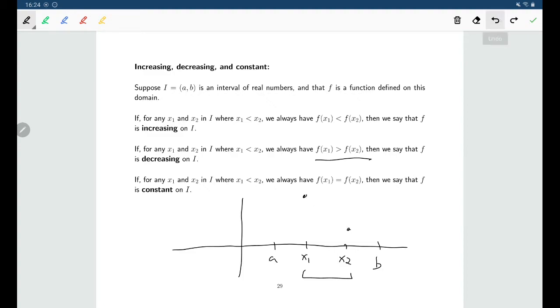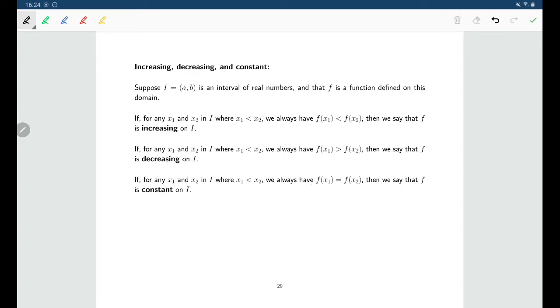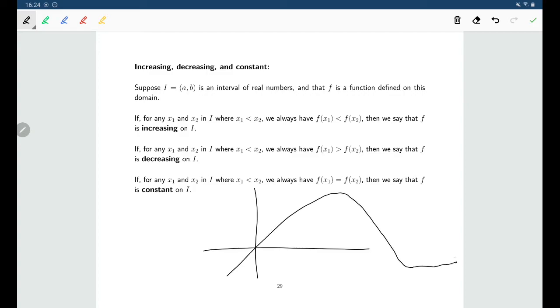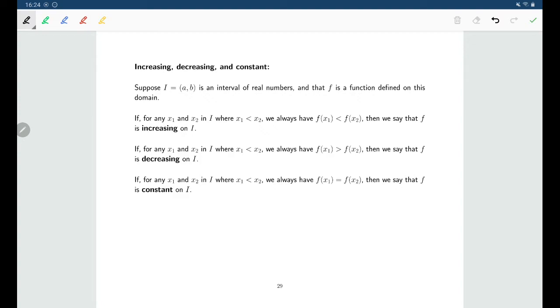And if our points always have the same y value, so here when we pick 2 points, if the y values for those 2 points are always going to be the same, well then we must be constant, we must be horizontal. So as far as a graph goes, it's pretty obvious then when things are increasing, decreasing, or constant. Increasing is when the graph is going up, decreasing is when it's going down, and constant is when the graph is horizontal.